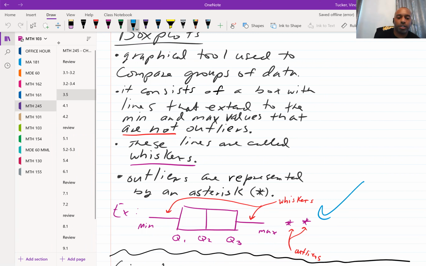So that's a generic representation of how a box plot would look. You have your Q1, Q2, Q3 as the lines in your box. Then lines that extend from the box go out to your maximum and minimum values. Those are your whiskers, unless they are outliers. If they are outliers, then we're going to represent them as asterisks, and the whiskers do not extend to those values. All right, everybody good?